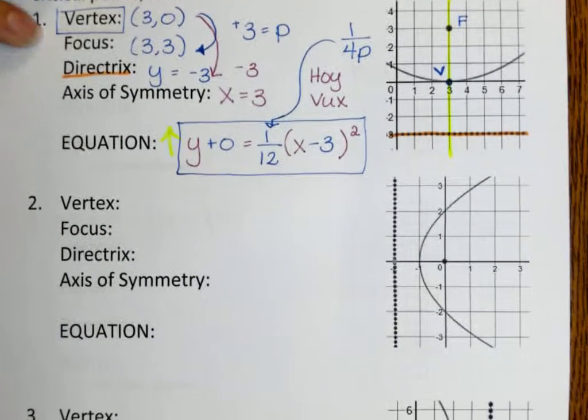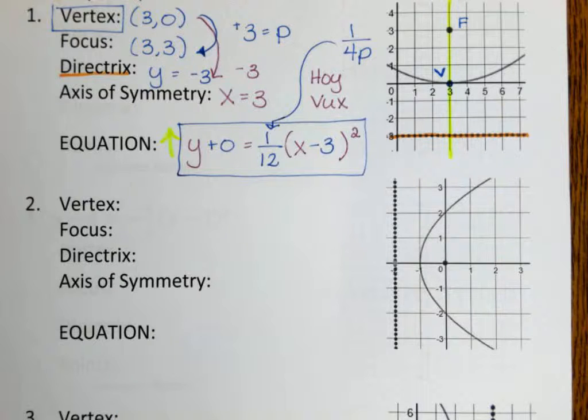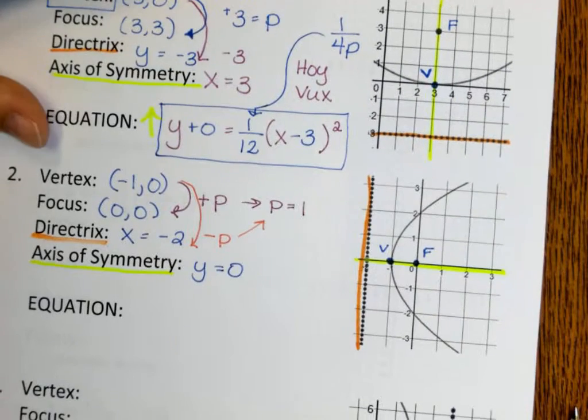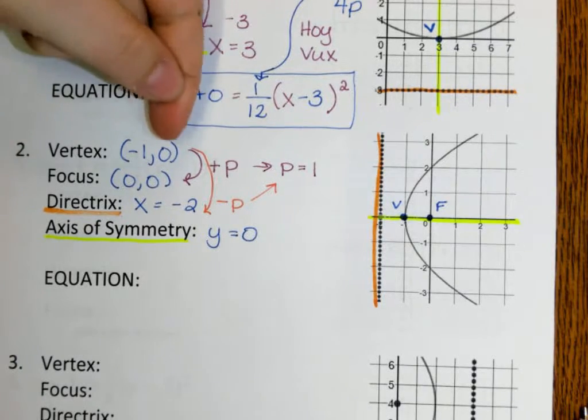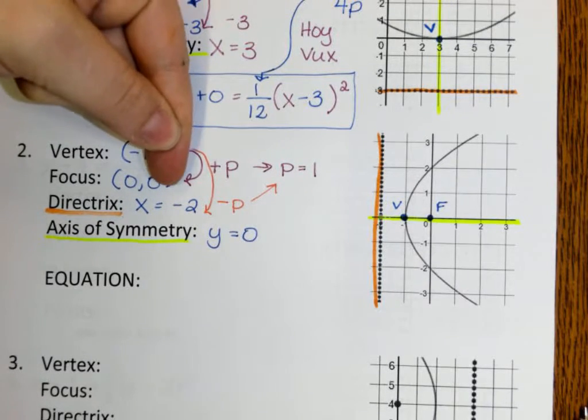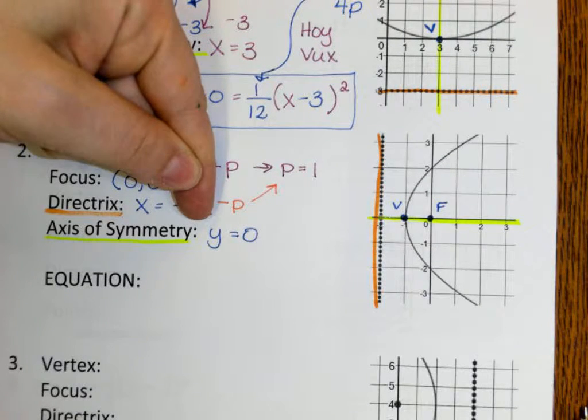Okay, so what I want you guys to do for number 2, I want you to find all of the characteristics, and then we'll work through the equation together. Yeah? Okay. So let's take a look at this. Did you find that P was 1? Are you okay with that? Because to go from the vertex to the focus, you add P. Vertex to the directrix, you subtract P.